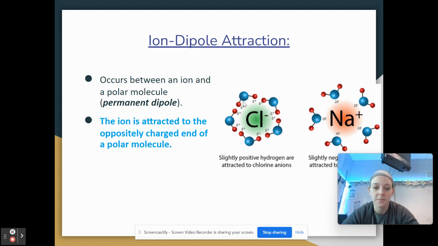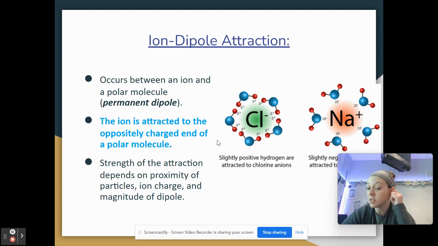So if you look here, the chlorine is negative, and it is attracted to those slightly positive hydrogens. So you can see the water molecules have oriented themselves to surround that chlorine, so the hydrogens are closest to it. In the case of the sodium, which is positively charged, the water molecules here have aligned themselves with the negative end, the oxygen end, facing the sodium.